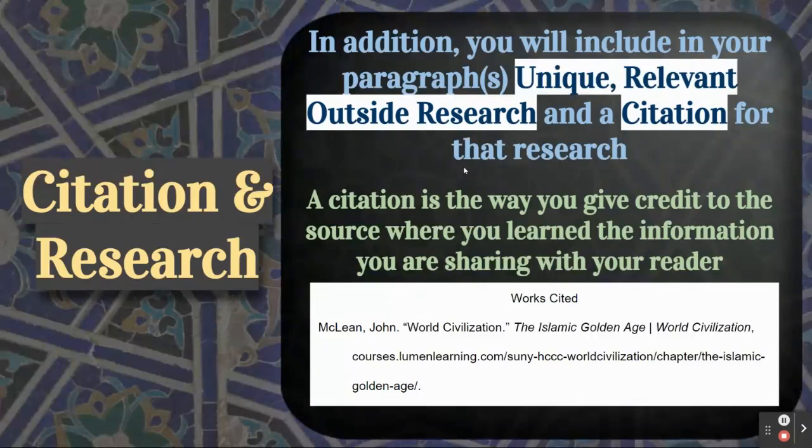What that means is that you're going to go to an outside website, like you've done before in class. You're going to find some extra information, like we did with Justinian and Theodora, but then you're going to kind of weave that into your paragraph. And it should be something that is not quite random, but something that adds to what you're saying. And for the first time, you're going to have to do a citation.